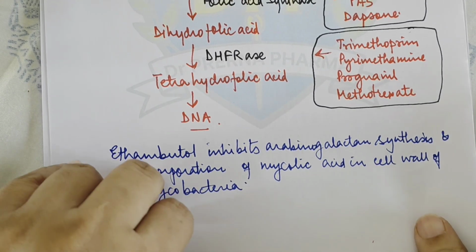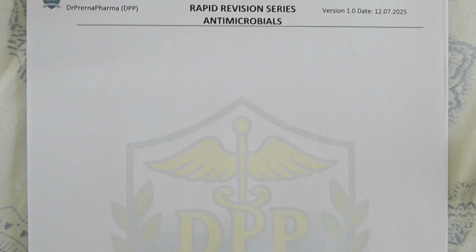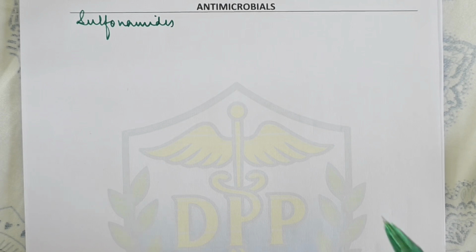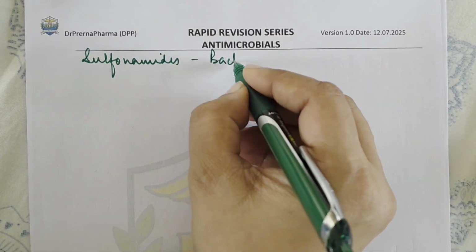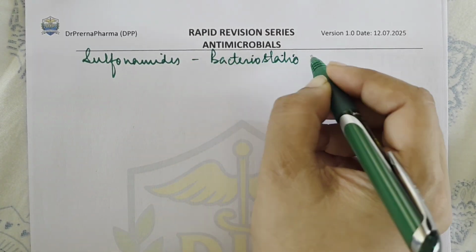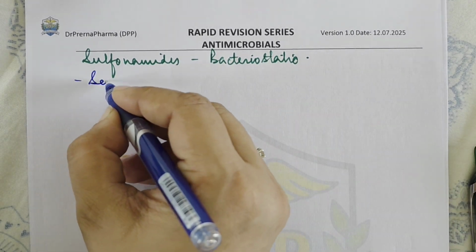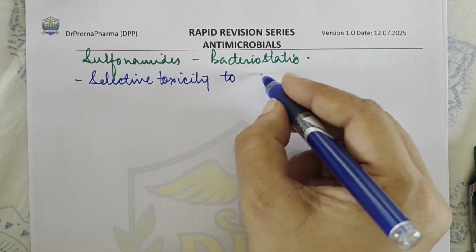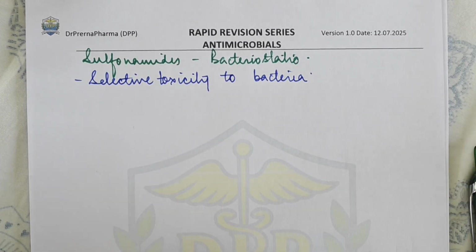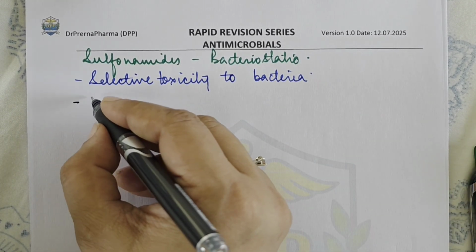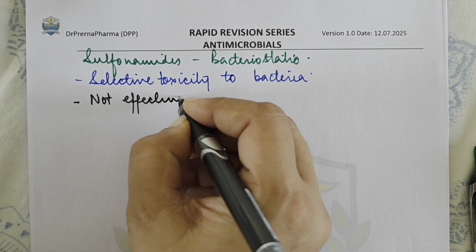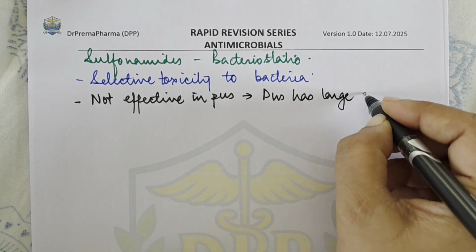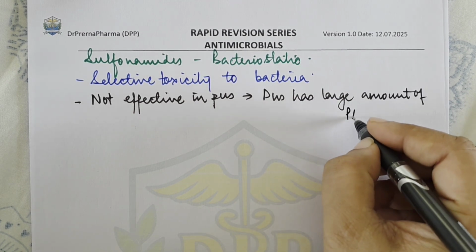Now coming to the characteristics of antimetabolites. Let's see the sulfonamides first. So sulfonamides are first of all bacteriostatic agents, right? Then selective toxicity to bacteria is there, because mammalian cells do not synthesize folic acid and they utilize the preformed folic acid. Then they are not effective in pus, as pus has a large amount of PABA.